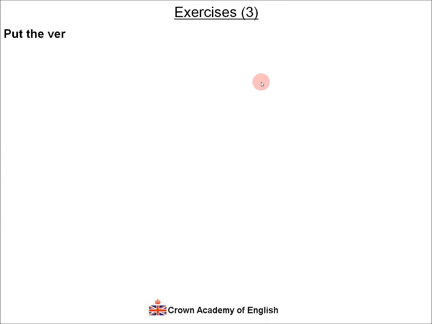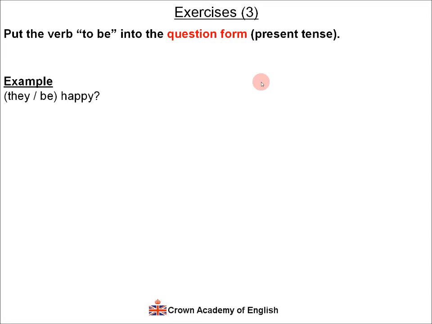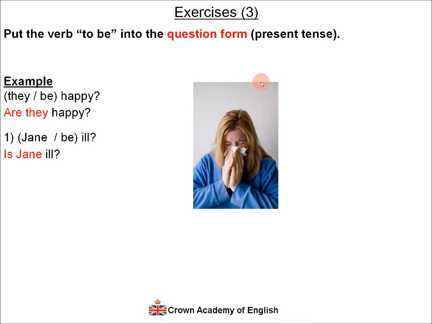Exercise three. Put the verb to be into the question form, present tense. Example. The answer is, are they happy? Are they happy? Question one. The answer is, is Jane ill? Question two. The answer is, are you angry with me? Are you angry with me? Okay.